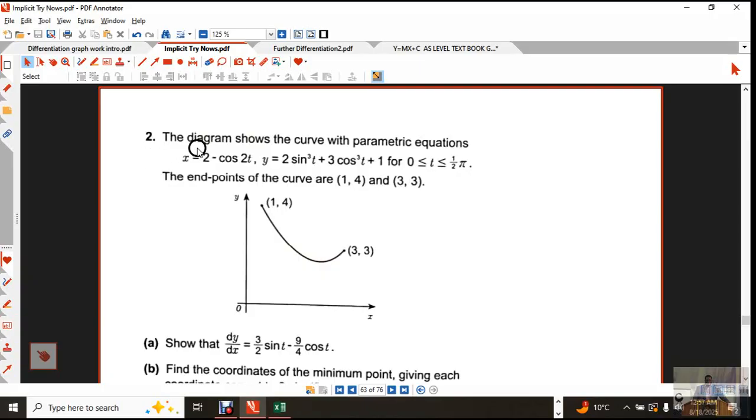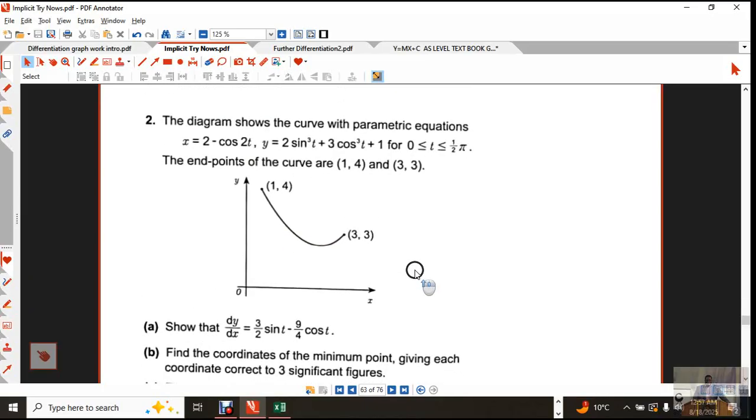I have a question here that says the diagram shows the curve with parametric equations x equals 2 minus cosine of 2t, y equals 2 sine cubed t plus 3 cos cubed t plus 1, with t being an angle between 0 and pi over 2 radians. The endpoints of the curve are given as (1, 4) and (3, 3). We have to find dy/dx.